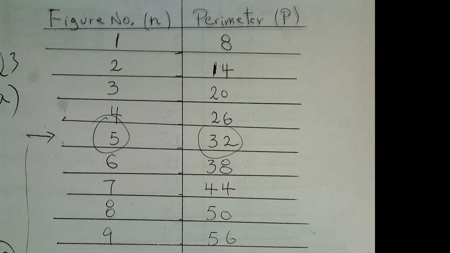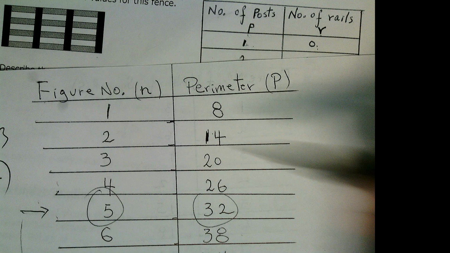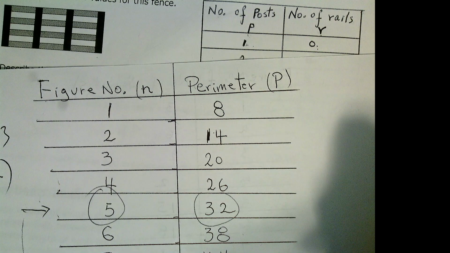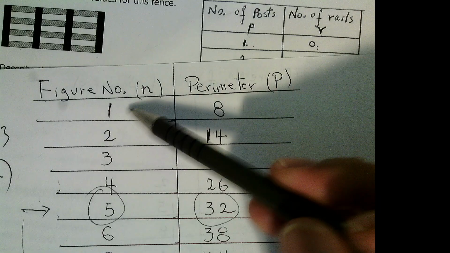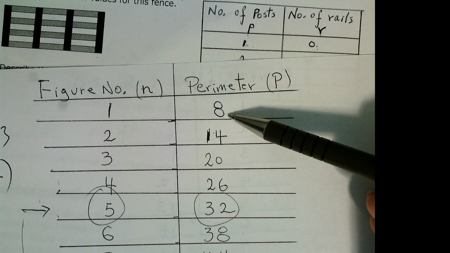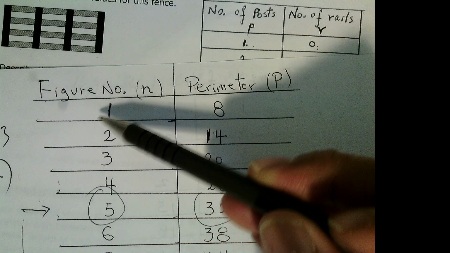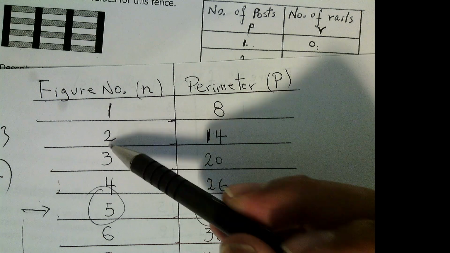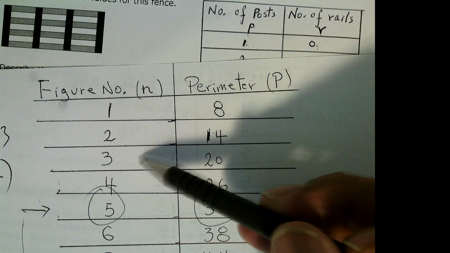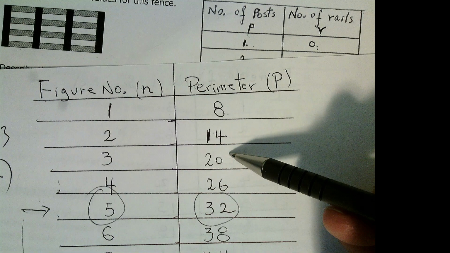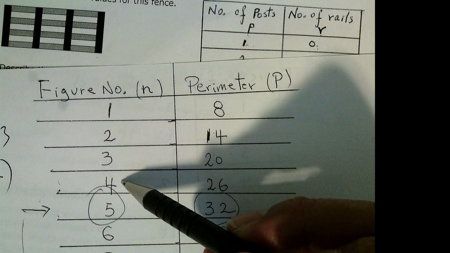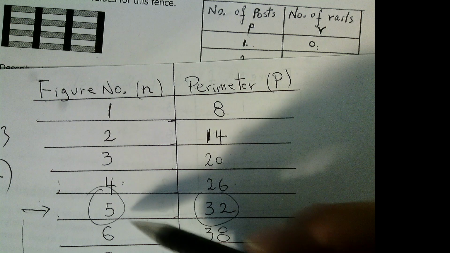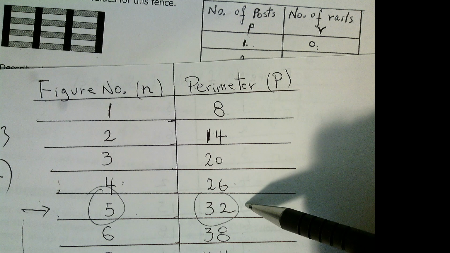The B part would not be easy, but I'm looking at the pattern, which I found out: every time I multiply this by 6 and add 2, I get this number. 6 times 1 plus 2 is 8. 6 times 2 plus 2 is 14. 6 times 3 plus 2 is 20. 6 times 4 is 24, plus 2, 26. 6 times 5 plus 2, 32.